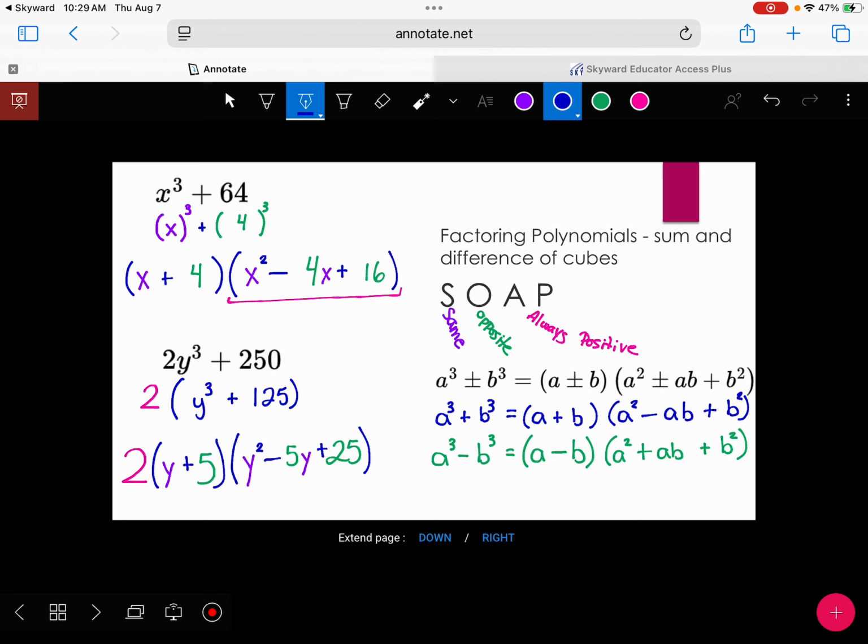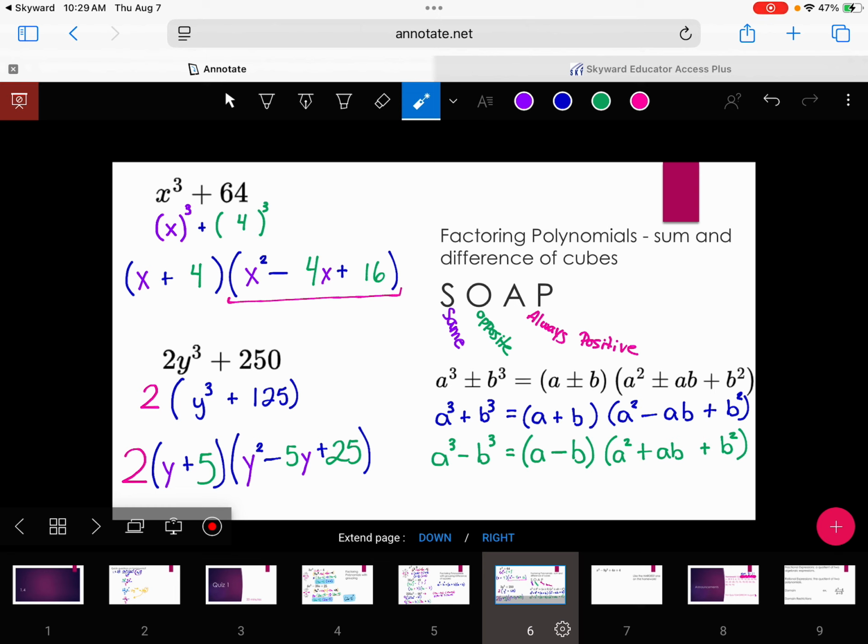So differences are just the same. We still follow that SOAP pattern. It's just different numbers. Okay? We're going to do one more that's like one of the most obnoxious ones on the homework.